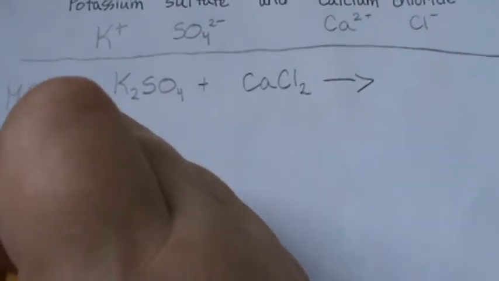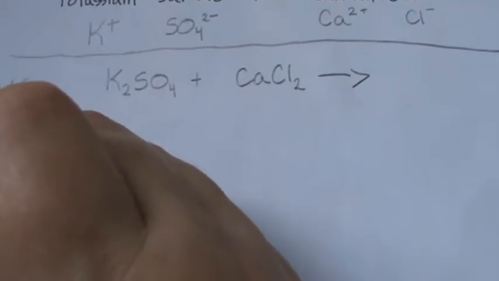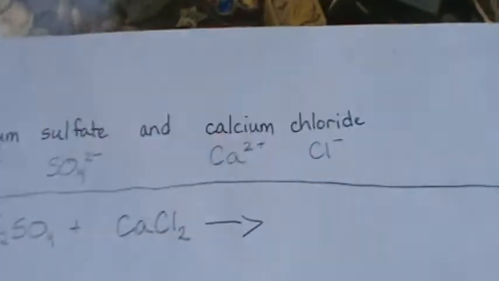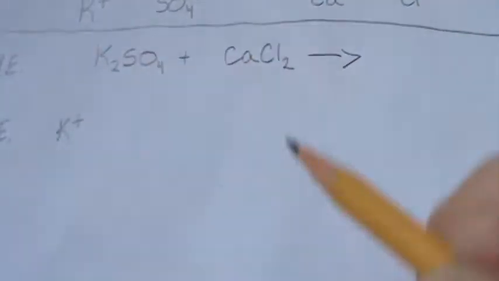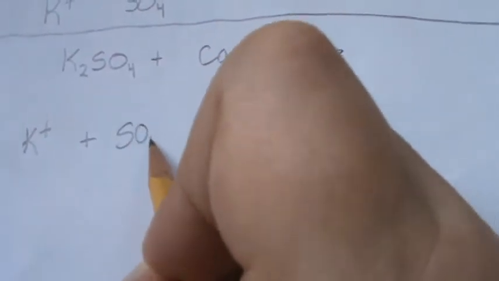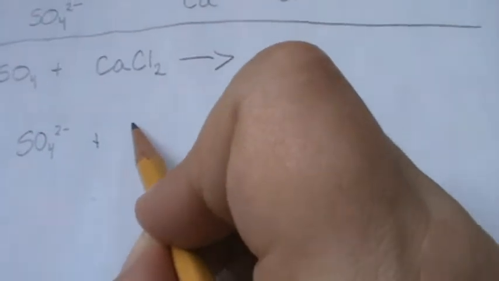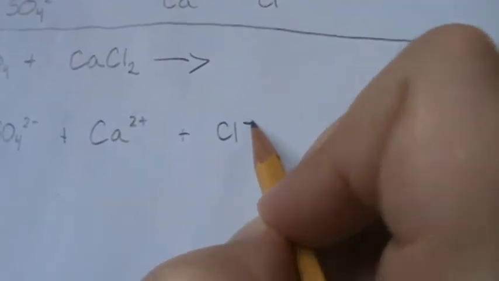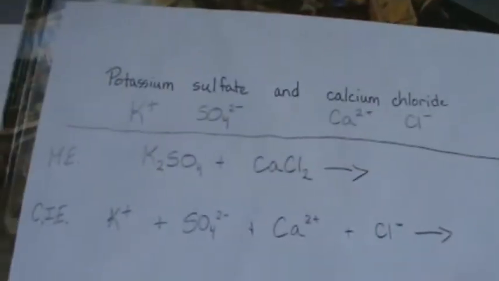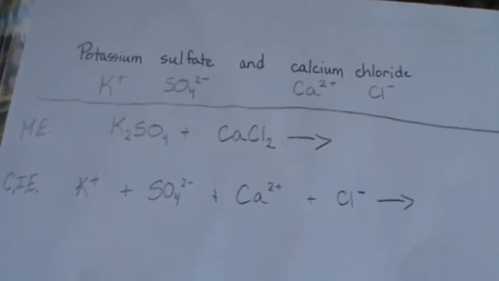And then we have the complete ionic equation, and I'll put that there. And that will show the ions as they are when they're broken up. So I have K+ plus SO4 2-, and then calcium, Ca2+, and chloride. Okay, now I've placed those on the reactant side.